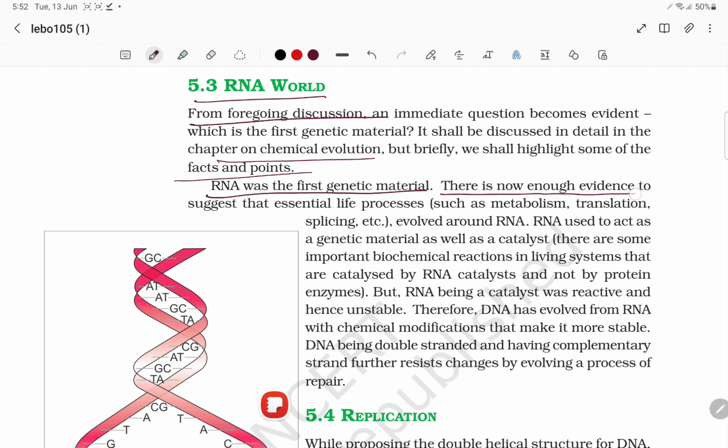There is now enough evidence to suggest that essential life processes such as metabolism, which we call the defining property of the living world, and next the translation process, and the splicing, metabolism, translation, splicing, evolved around RNA. RNA was used to act as a genetic material as well as a catalyst.